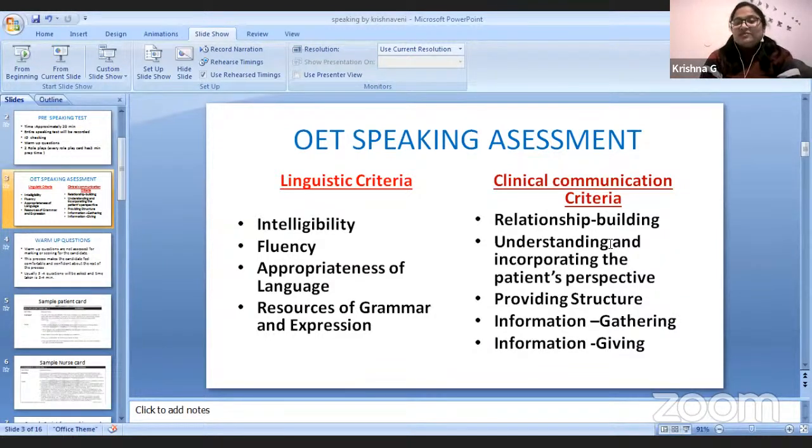Then the next one is information giving. In this information giving, you use everything you have collected from the patient, like the concerns or worries, whatever the patient has expressed to you. So this is the final step, where you deal with the patient by giving information. When you give the proper information, the patient will be very happy and can be more relaxed.